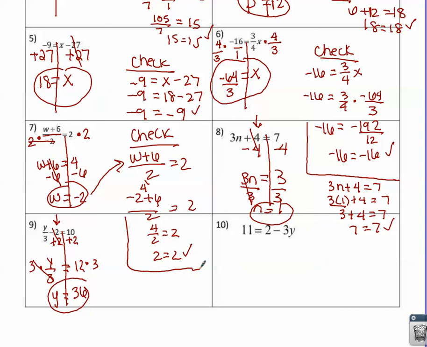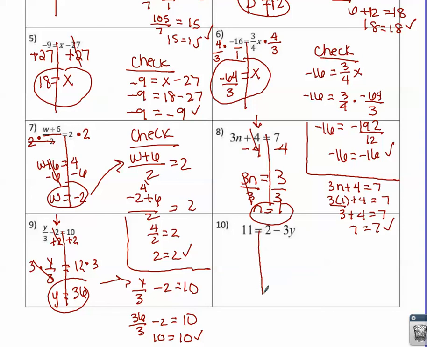Okay, check your answer by writing down the original, substituting in what you got for the variable, follow GEMDAS. Your division comes first. This gives you 12. 12 minus 2 is 10.